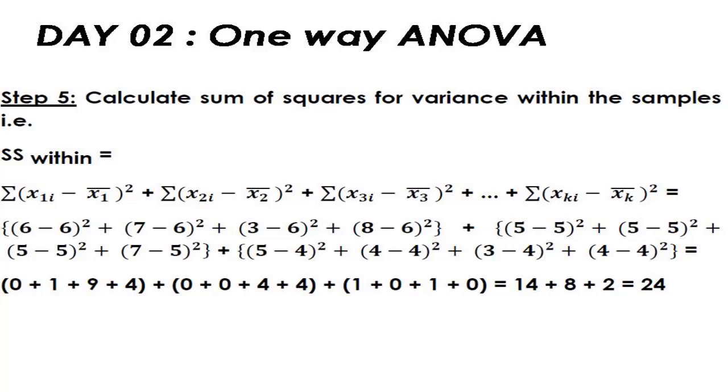And similarly for the second column, it will be (5 minus 5) whole square plus (5 minus 5) whole square plus (5 minus 5) whole square plus (7 minus 5) whole square. Then similarly for the third column, it will be (5 minus 4) whole square plus (4 minus 4) whole square plus (3 minus 4) whole square plus (4 minus 4) whole square, and finally it will become 0 plus 1 plus 9 plus 4 plus 0 plus 0 plus 4 plus 4 plus 1 plus 0 plus 1 plus 0 is equal to 14 plus 8 plus 2 is equal to 24.